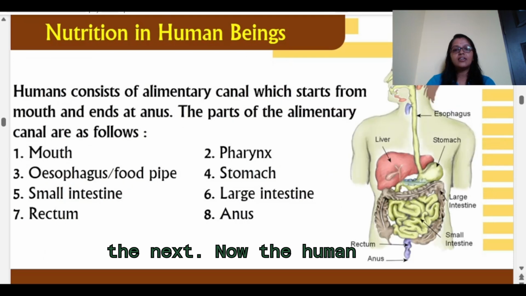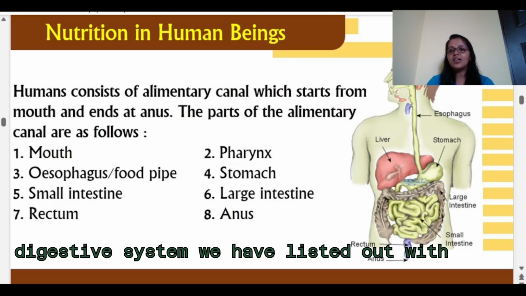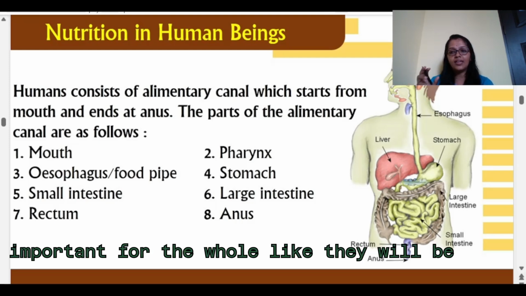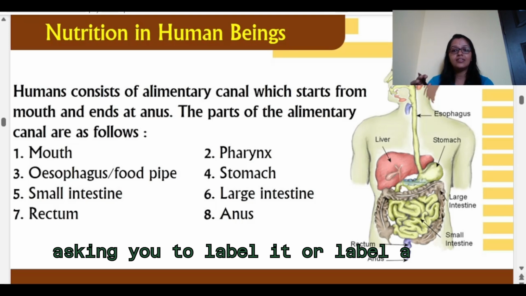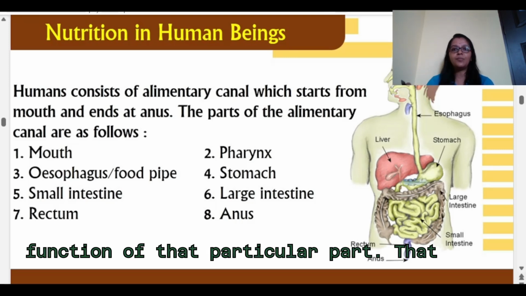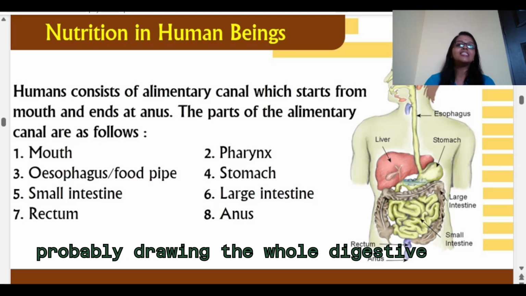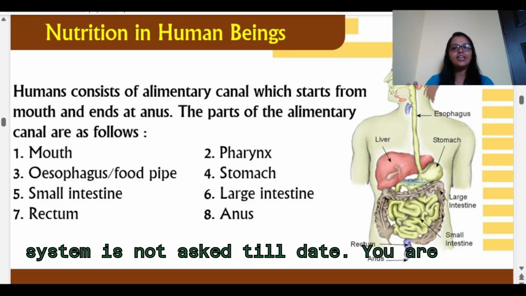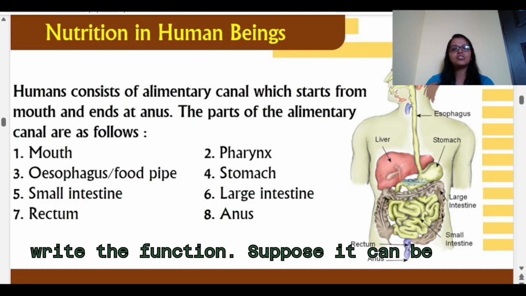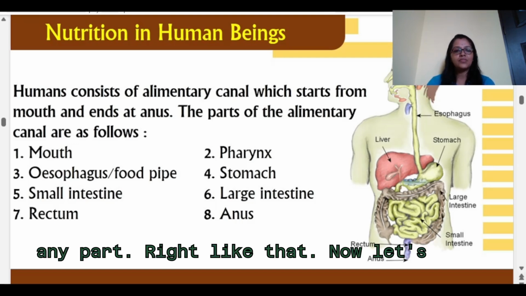Coming to the next. Now, the human digestive system, they have listed out with a proper diagram. The diagram is very important, as they will be asking you to label a particular part and give the function of that particular part. That kind of questions are only asked. Most probably drawing the whole digestive system is not asked till date. You are just asked to label a particular part and write the function. Suppose it can be esophagus or anus or any part, right, like that.